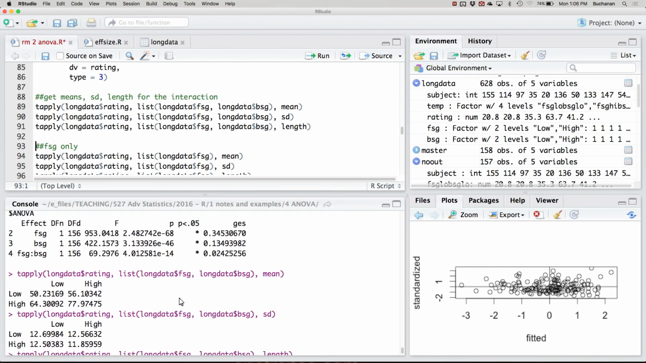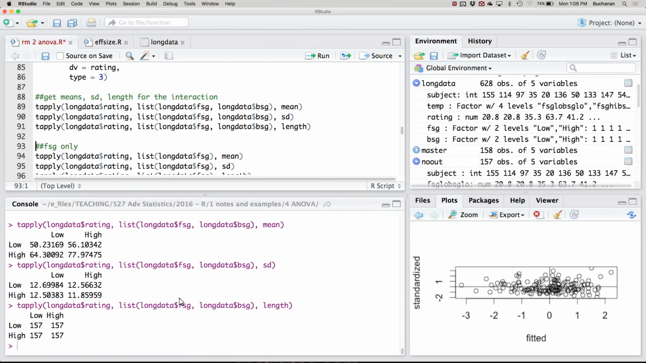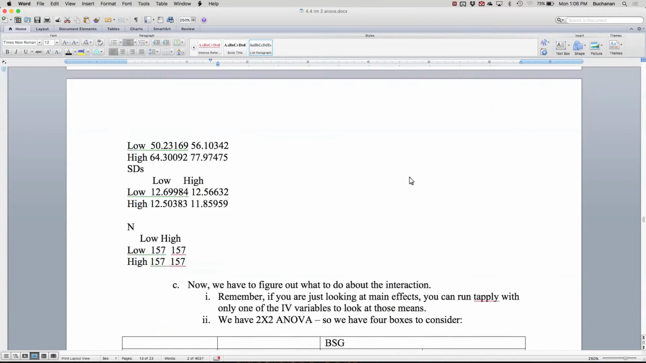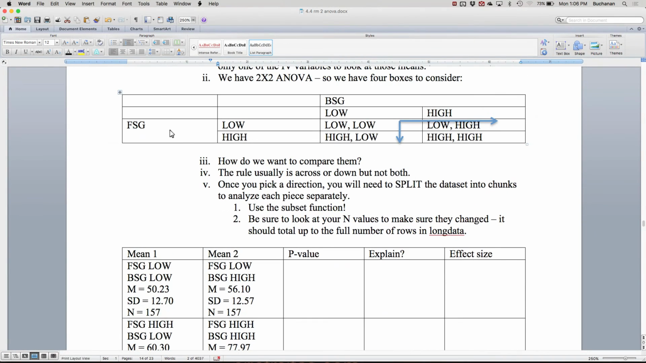The real problem, though, and this is specific to this example, is that since they're both low and high, it's not obvious which one is which. Yeah, I had to go back and relabel them to match. So I should have done F low and F high. But the first variable goes down, the second variable goes across. So it looks like this. Okay, FSG low here, BSG across.